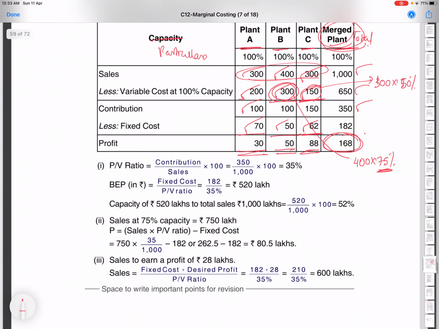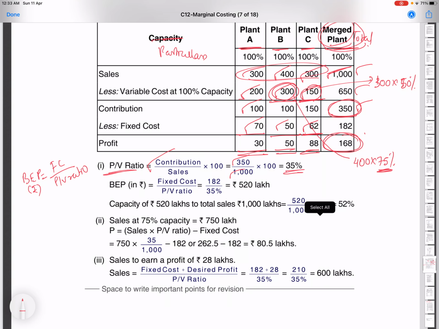To break even means what? We can find break even point here only in rupees, because they have not spoken anything about units, and it's not required to find break even in units. So we'll find break even point in rupees, which is fixed cost divided by PV ratio. PV ratio is contribution divided by sales into 100. Contribution of the total merged plant is 350, divided by sales of the merged plant, 1000. It will give you a PV ratio of 35%.